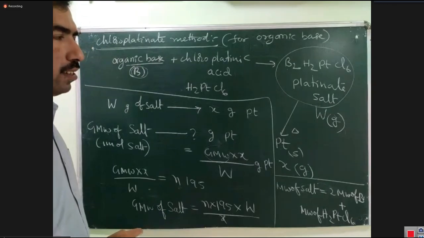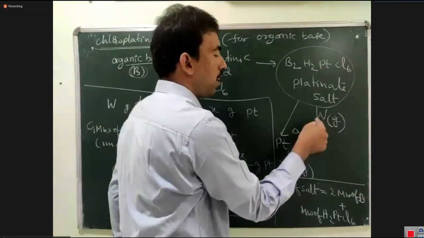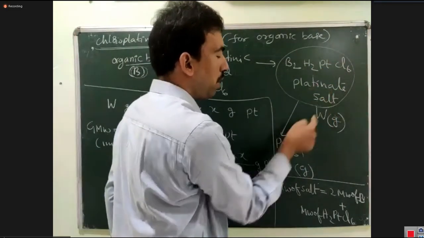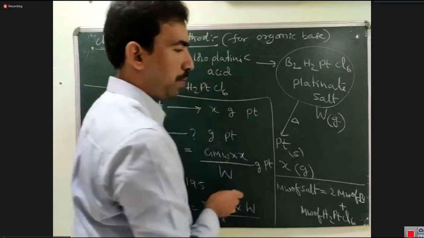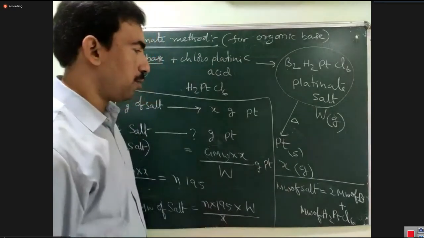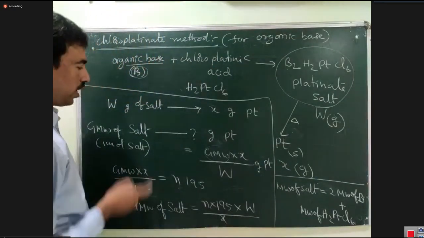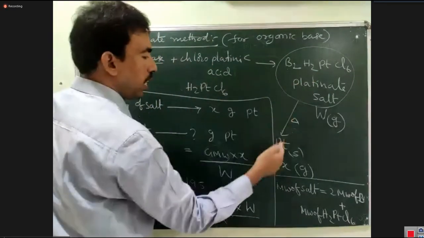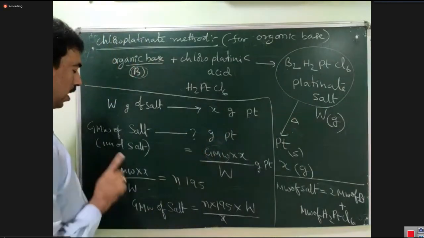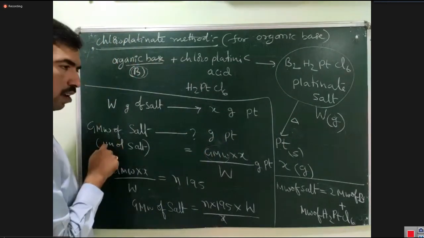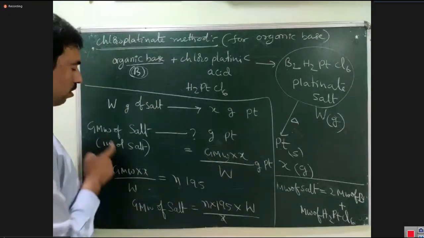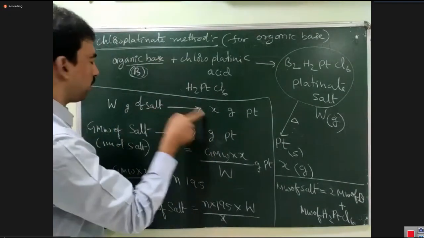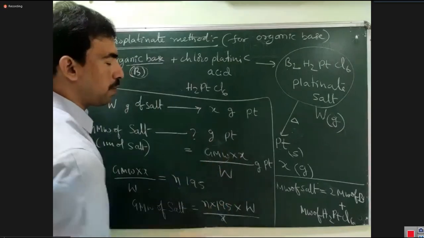That salt B2H2PtCl6, on heating, W grams of salt obtained gives platinum. How many grams? X grams. W grams of salt on heating gives X grams of platinum. Then the gram molecular weight of the salt will give how much mass of platinum? Gram molecular weight of the salt into X by W. This is the mass of platinum obtained.